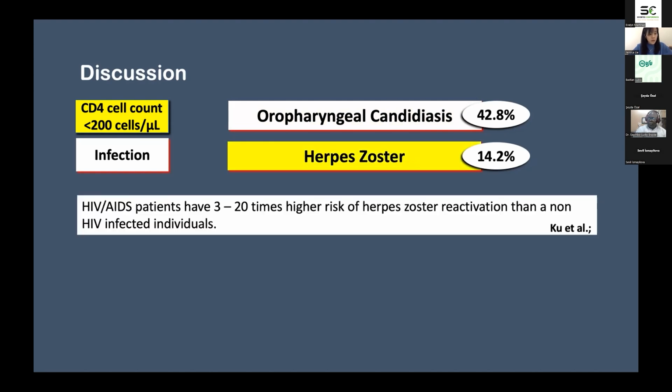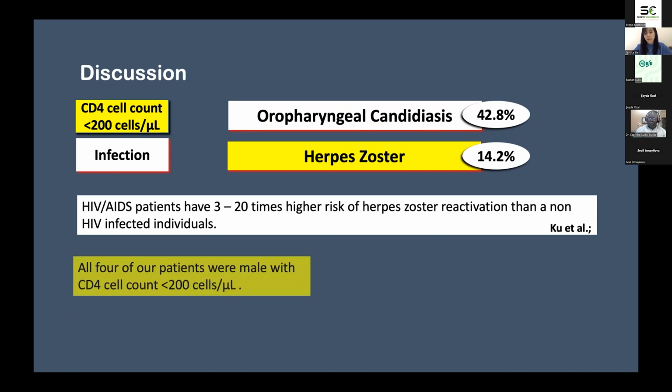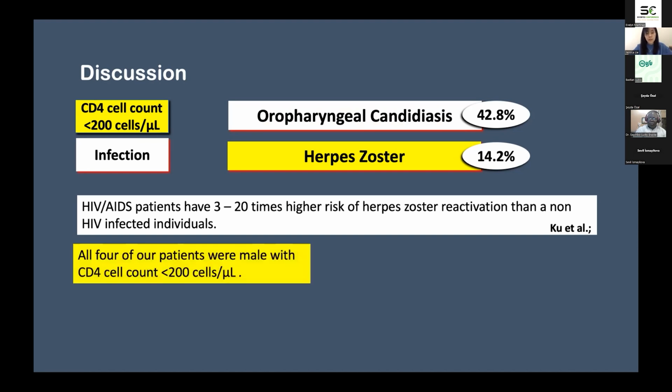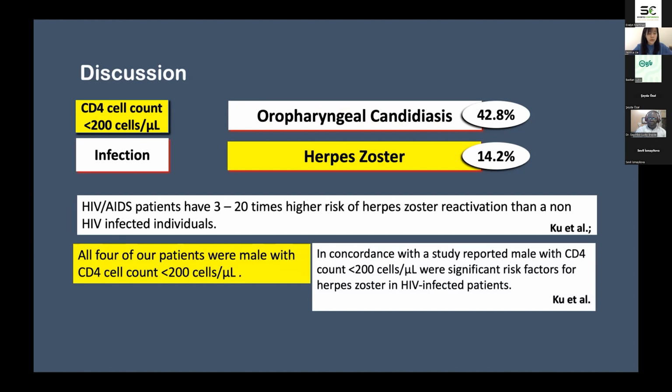Who et al. reported that HIV/AIDS patients have a 3 to 20 times higher risk of herpes zoster reactivation than non-infected individuals. All 4 of our patients were male with a CD4 cell count less than 200 cells per microliter. This was in concordance with Ku et al., who reported that male sex and low CD4 cell count were significant risk factors for herpes zoster reactivation in HIV patients.